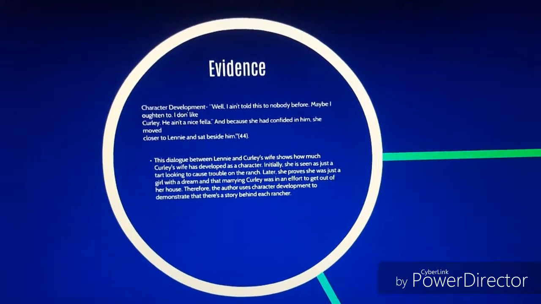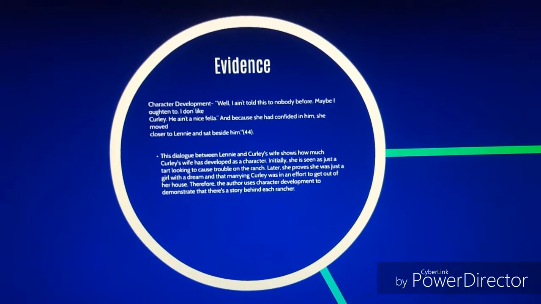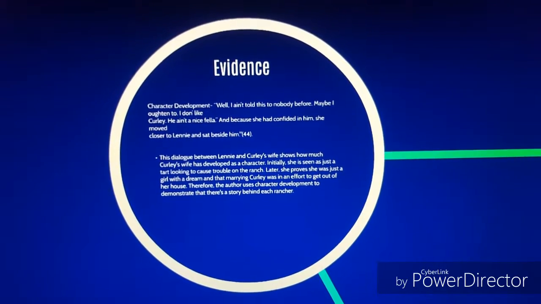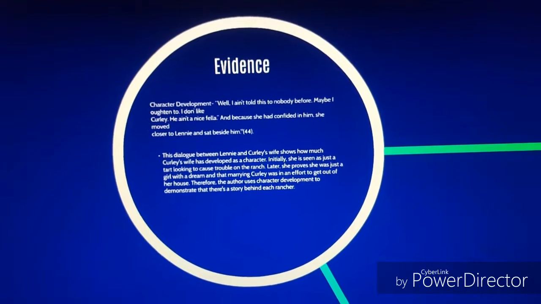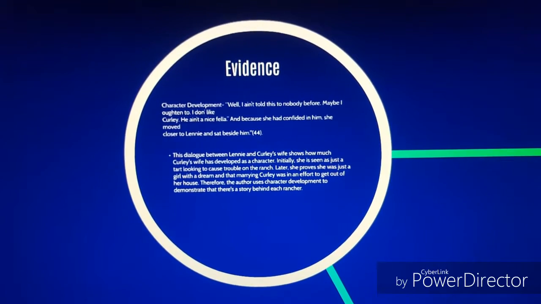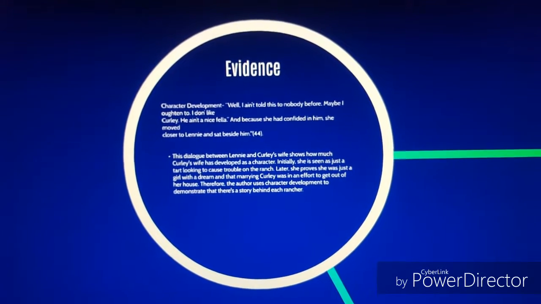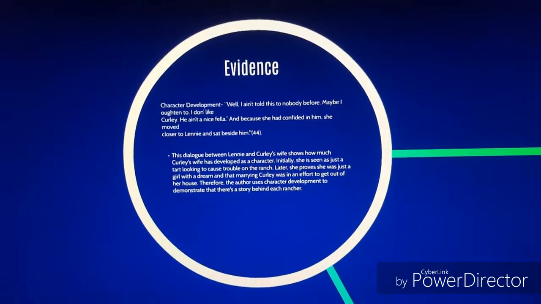The author uses this character development to demonstrate that all the ranchers have some kind of background, good or bad, yet even though they all have these backgrounds, they're all working for the common goal to prosper the ranch and to make money. And it's just so neat to see all their different backgrounds together.